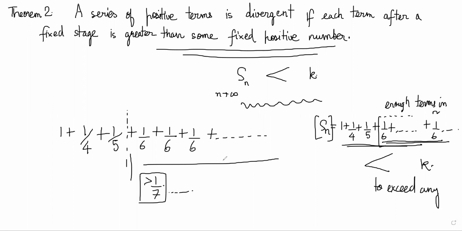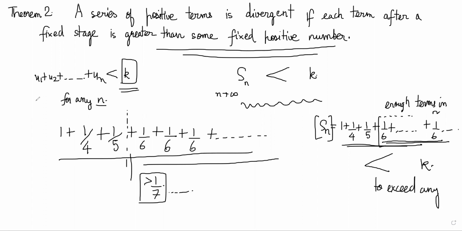Are you understanding what is happening? For the sequence to be convergent, what had to happen? u1 plus u2 plus un had to be less than some k, for any n. Suppose we assume that this type of series is convergent. We assume the opposite. Suppose there is a k like that.